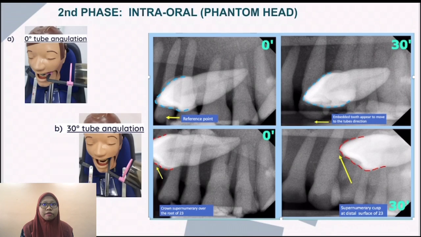Next, in the second phase of the prototype testing, an extracted tooth was placed in the oral cavity of the phantom head in two locations, which are the buccal and palatal surfaces. The prototype X-ray holder is placed in the phantom's oral cavity and two radiographs are taken at different angles. The images on the left show the effectiveness of the prototype in eliminating the risk of errors such as cone cutting error and enabling the localization of the embedded tooth using the SLOB technique.